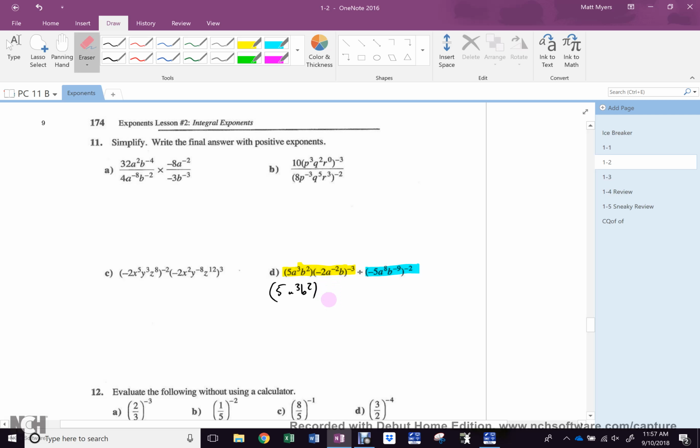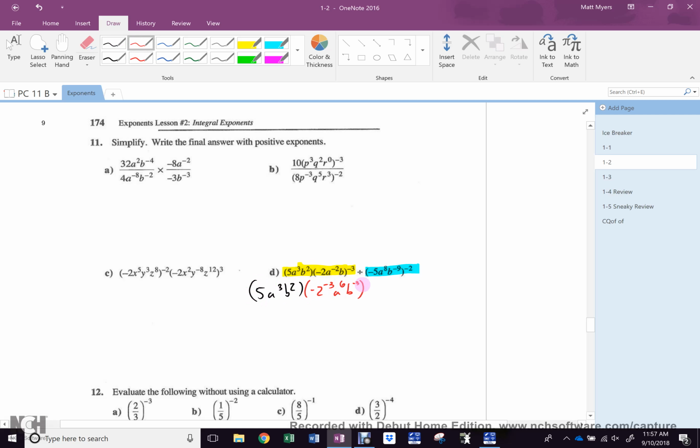Actually, I would do this one times 1 over negative 2 a to the negative 6. That's going to mess you guys up. I'm not going to do it that way. I don't want to do it that way. We're going to leave that a3b squared, and that's going to be negative 2 to the negative 3, a to the 6, and b to the negative 3.